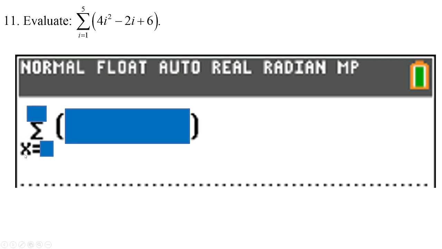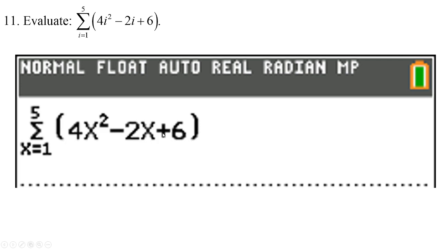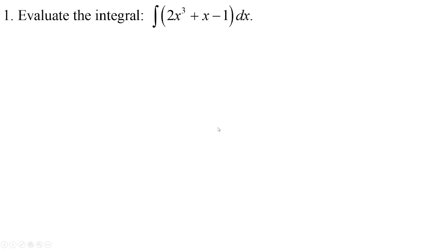So here I got to go, x equals 1. My upper bound is 5. And I punch that out in terms of x's now. And my calculator will do this for me right now. Now, if you have an older calculator, please let me know, and I'll show you how to do this on your older calculator. And did I have you do this by hand at all? Doesn't look like I did.